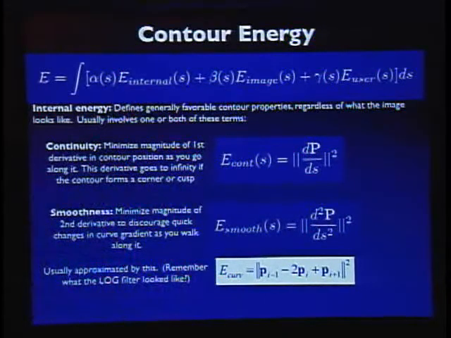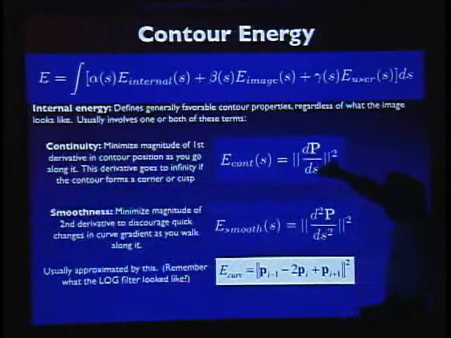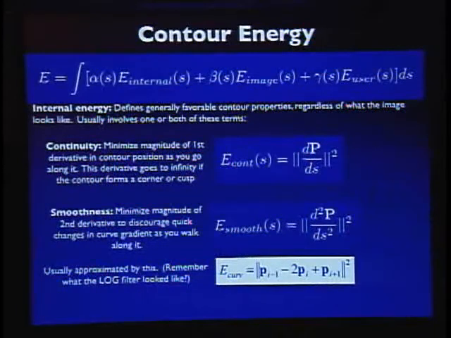Remember from calculus that at a corner or a cusp or at a step discontinuity, the first derivative of a function goes to infinity. And the contour that minimizes the first derivative is basically as flat a line as possible. So continuity is basically saying we minimize the first derivative of the contour with respect to S. As you're moving along, it doesn't change very much.